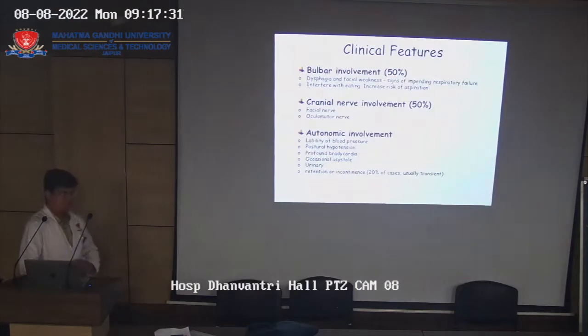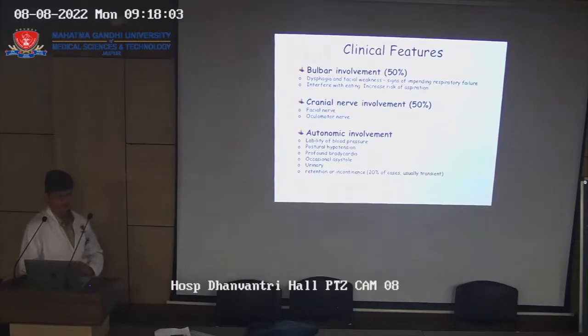So these are the different clinical features of GBS. In the pure form of GBS, there is only motor weakness, along with areflexia and no bowel and bladder involvement. But in certain cases you may see other clinical features, like bulbar involvement. In bulbar involvement, the patient will have dysphagia and facial weakness, which interferes with eating and increases the risk of aspiration.